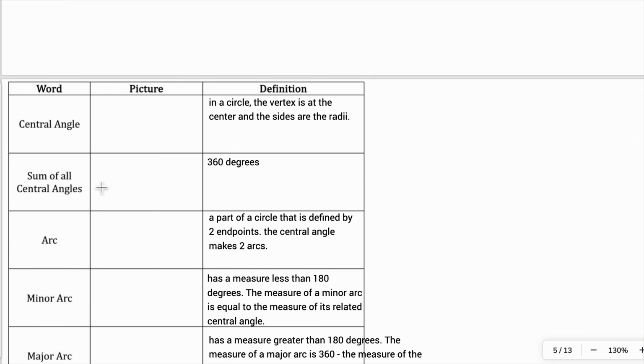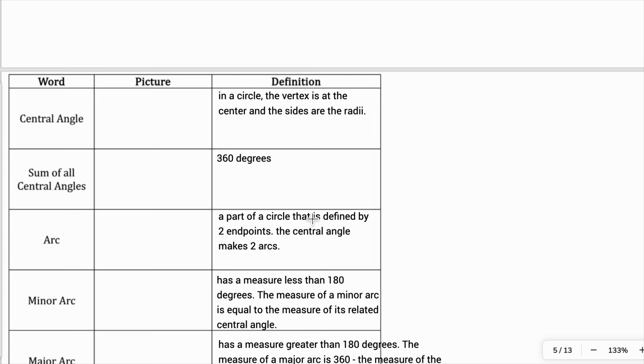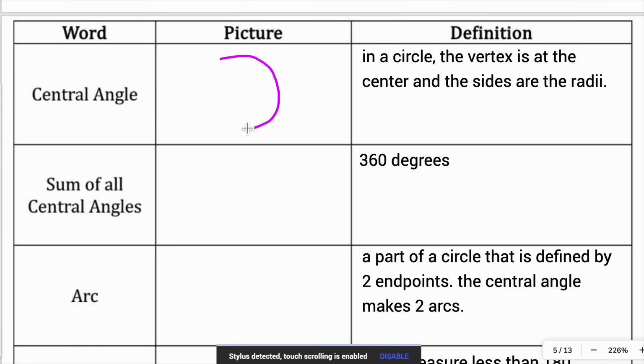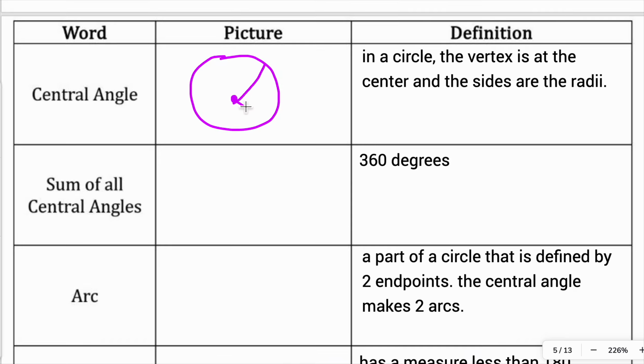So a central angle is the vertex being at the center. So I'm going to zoom in a little bit now that we've got our definitions all drawn. So if I draw my circle, and I've got here, I'm going to label that A, B, and C. So angle ABC is the central angle. Sum of all central angles, that just says 360.